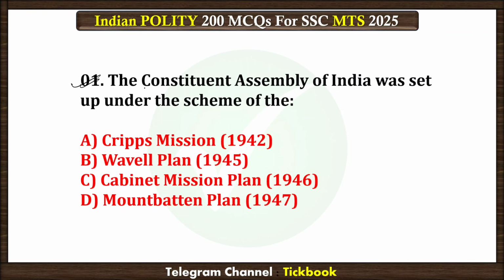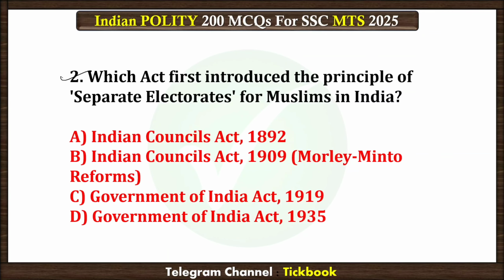So, question number 1: the Constituent Assembly of India was set up under the scheme of the... Option number C, Cabinet Mission Plan 1946. Question number 2: which act first introduced the principle of separate electorate for Muslims in India? Option number B, Indian Councils Act 1909, Morley-Minto Reforms.